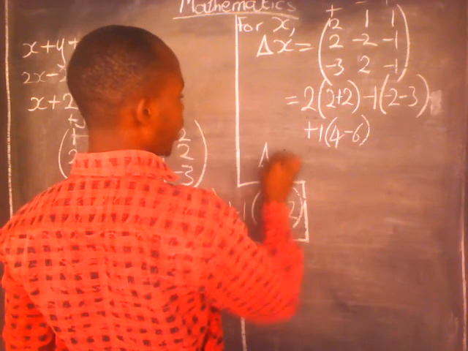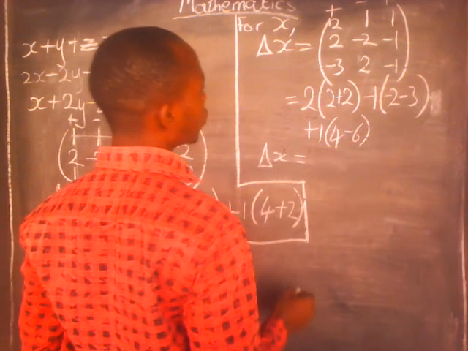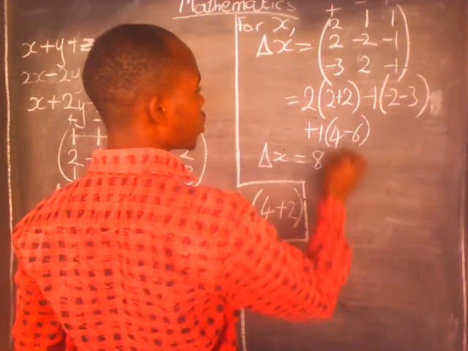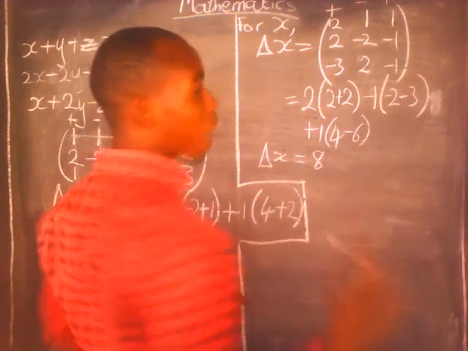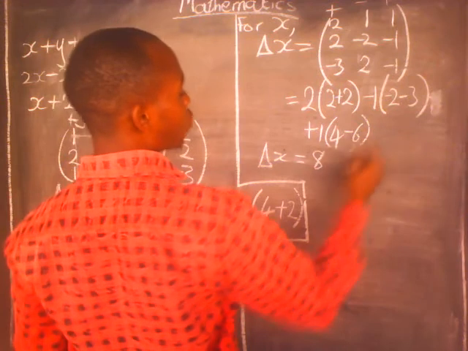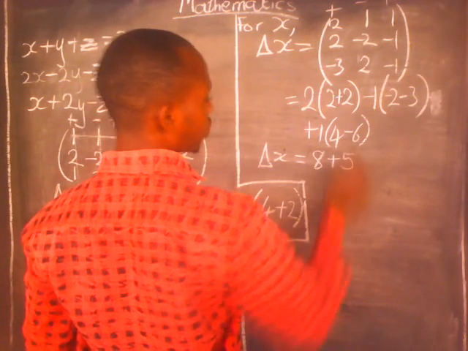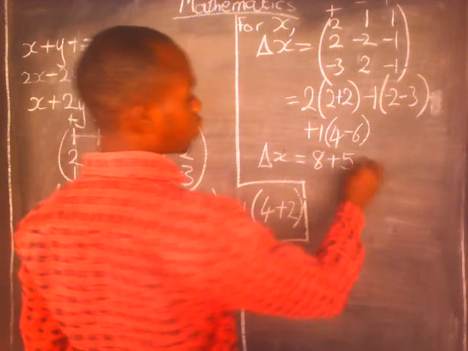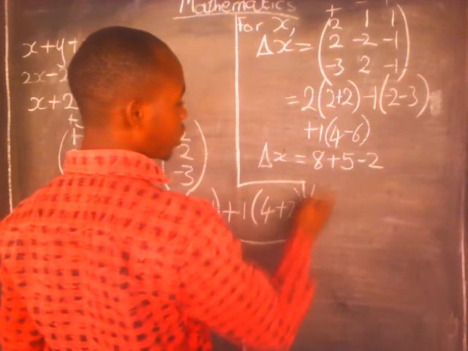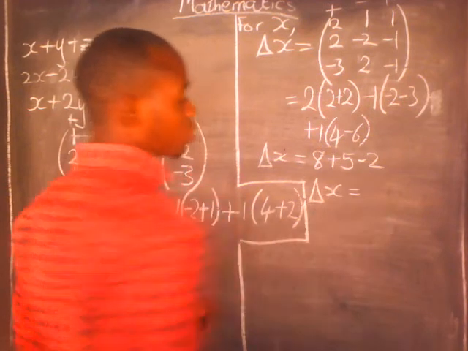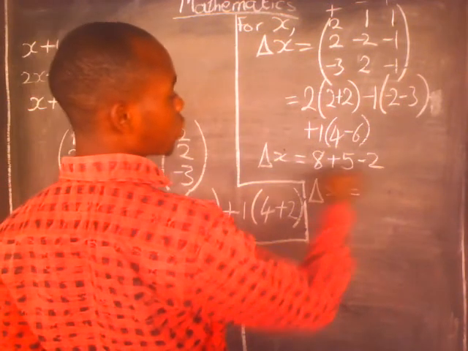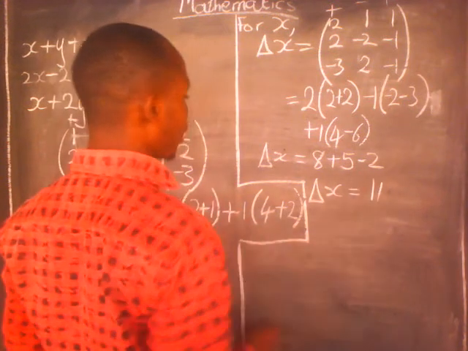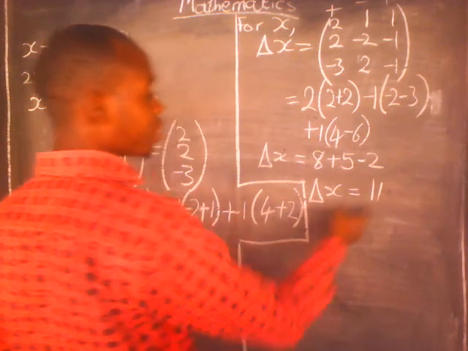So my determinant for x will be equal to 2 plus 2, 4. 4 times 2 gives us 8. Minus 2 minus 3 is minus 5. Times minus 1 gives us plus 5. 4 minus 6 gives us minus 2. Times plus 1 gives us minus 2 here. So I'll be having that the determinant of x is equal to 8 minus 2 gives us 6, plus 5 gives us 11. So I'll be having that the determinant of x is equal to what?